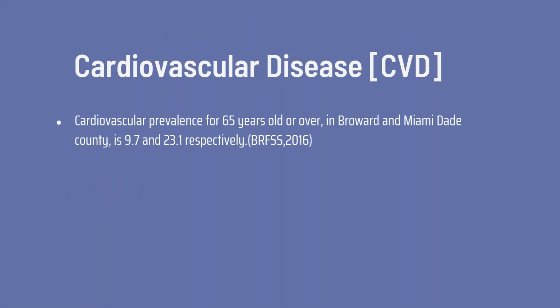So now let's start with the core system of the body, the cardiovascular system. The prevalence of cardiovascular disease in the senior population in Broward and Miami-Dade County is around 10% and 23% respectively, which is from the Behavioral Risk Factor Surveillance System data of 2016.